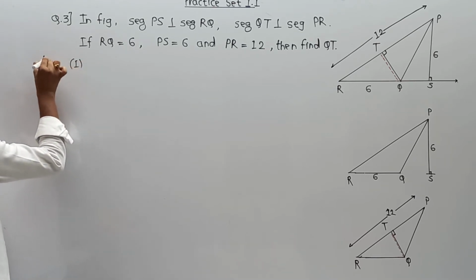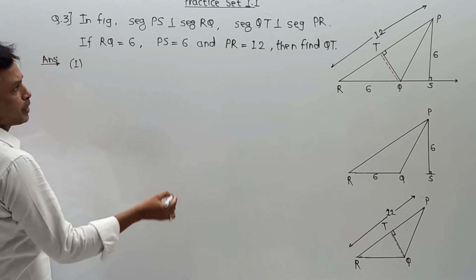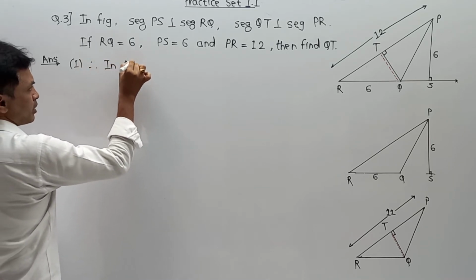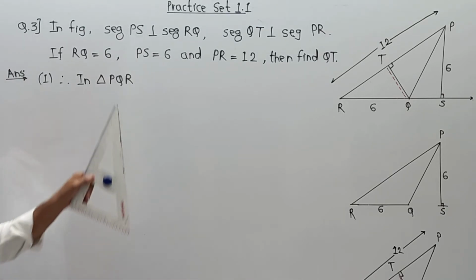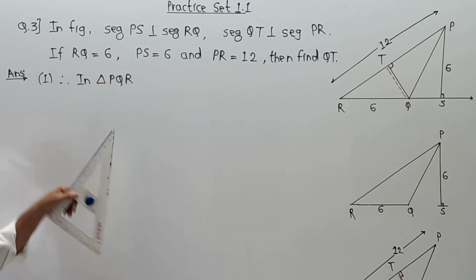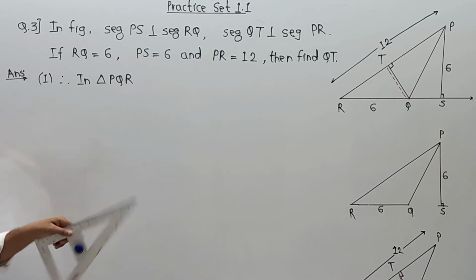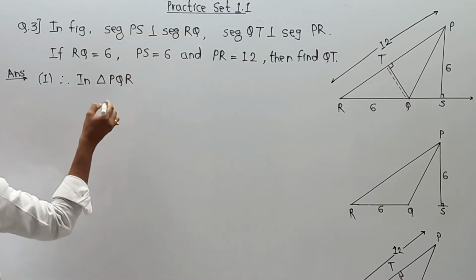So the first part is the answer. They are discussing triangle PQR. So therefore, in triangle PQR, one by one. First, please write the given data, because your answer will increase in the sum and the points will be included in all parts. Don't write the steps directly as the answer. Here they have given PS perpendicular to segment RQ.